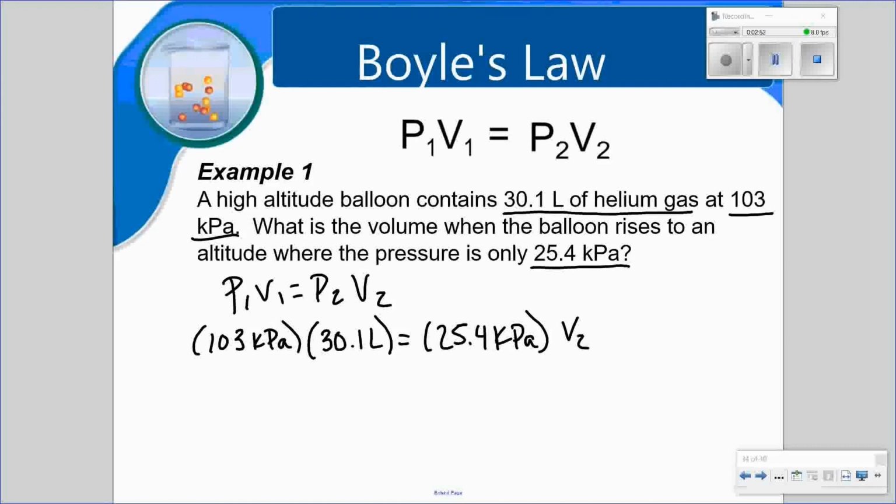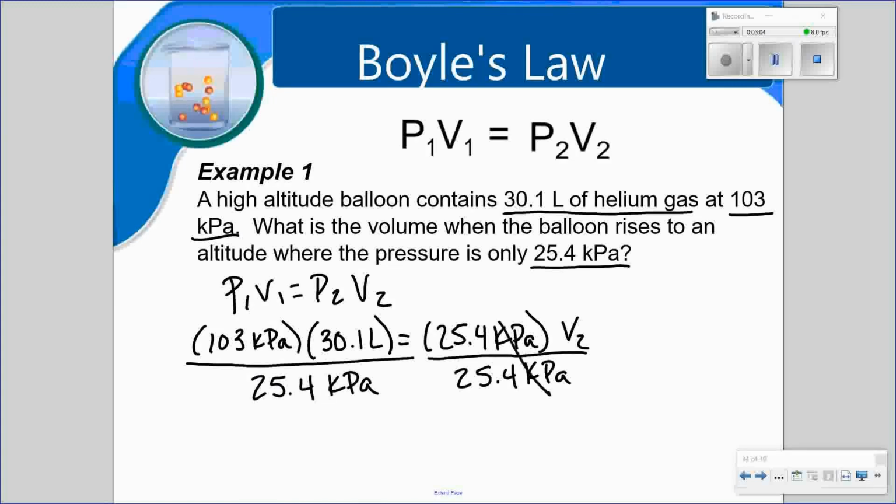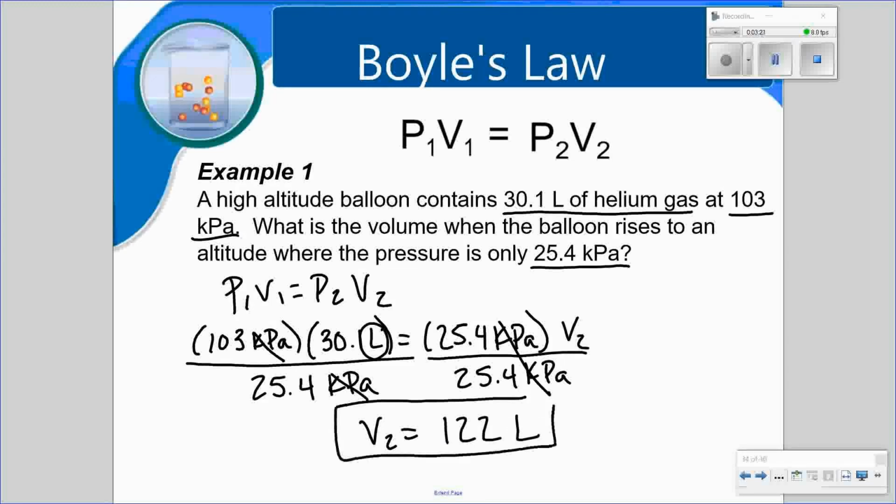Now I'm going to rearrange my equation and divide both sides by 25.4 kilopascals. Note that my kilopascals cancel on the left, and I'm left with liters, which is what I'm looking for. I'm going to solve the algebra, and I'm going to get V2 equals, with 3 significant figures, 122 liters. And that is my new volume.